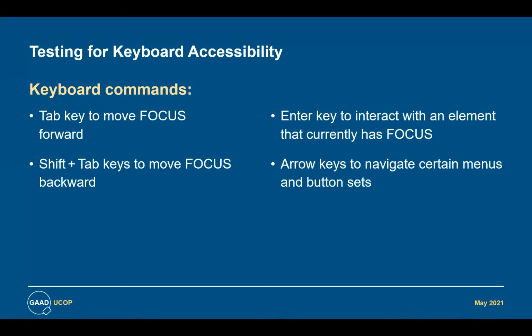Testing for keyboard accessibility involves using keyboard commands such as the tab key to move focus forward, shift tab to move focus backward, the enter key to interact with an element that currently has focus, and the arrow keys to navigate certain menus and button sets.